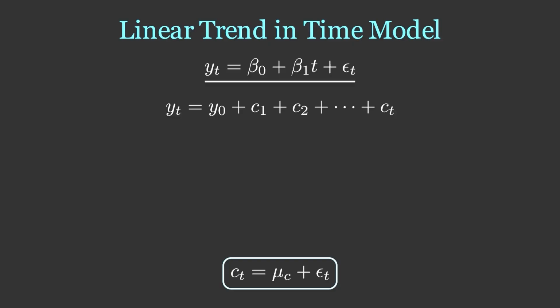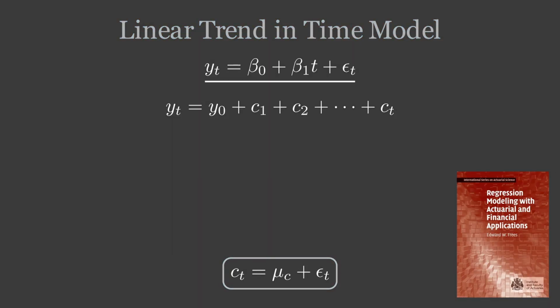A quick aside, the source material defines Ct as a white noise process, but it's using the term loosely to also include a white noise process with drift. This is a little bit confusing if you're reading the source material, but just know that Ct is technically a white noise process with drift, even though the source material calls it a white noise process.